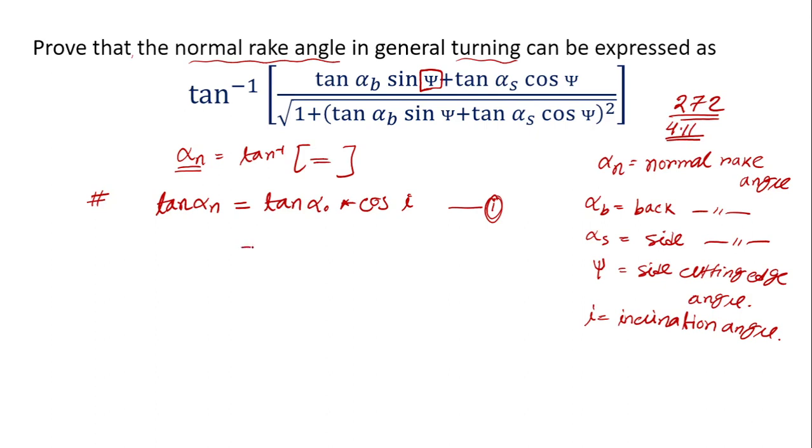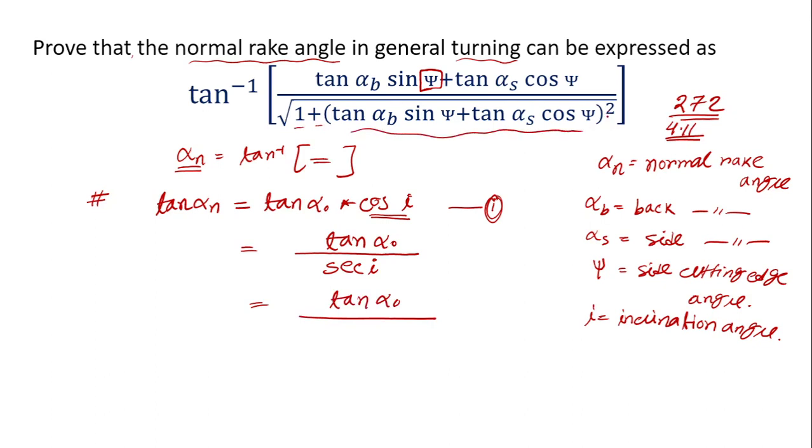Now there is a simple thing I can do. This tan alpha naught stays as it is, but this cos I can take in the denominator as a secant. Similarly, take a look at how it is written: 1 plus something square. Easily I can write this secant I in this form only, and the form is 1 plus tan square of I. Am I correct or not? I can write this because we know secant squared I is nothing but 1 plus tan square of I.